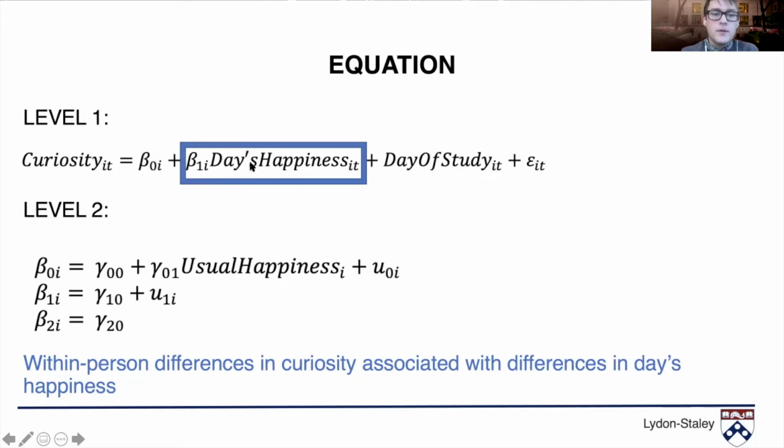So a couple of things to notice here is that you have day's happiness for person i at time t, so it's time varying, and this will correspond to the within person variable that we created when we split our predictors into within person, between person components.